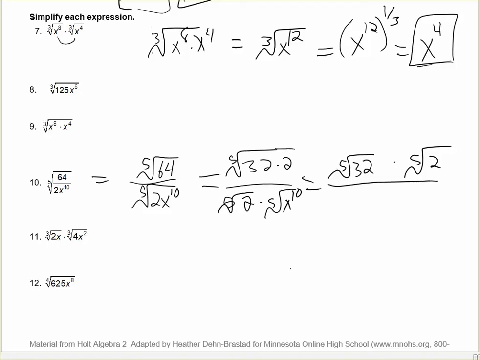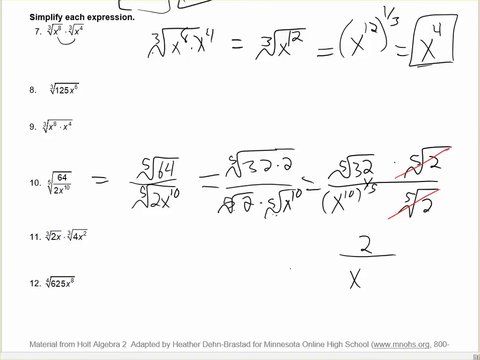Okay, so we have the 5th root of 2 on the bottom and the 5th root of 2 on the top, and I'm just flipping the order of these using the commutative property. The 5th root of x to the 10th is the same as x to the 10th to the 1/5 power. So now we're making some progress here, because I can cancel the 5th root of 2 over the 5th root of 2. They're the exact same value, so they will cancel each other out. On the top, I know that the 5th root of 32 is 2. Now on the bottom, I have x to the 10th to the 1/5 power.